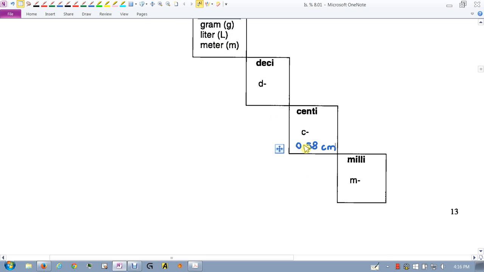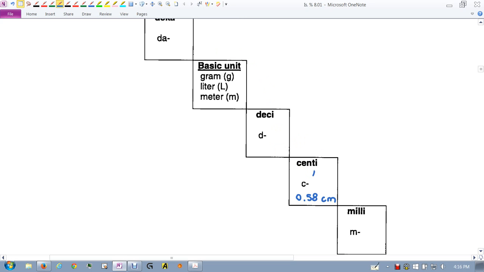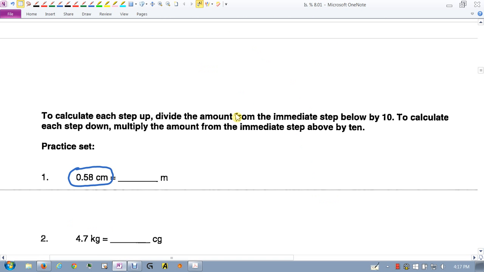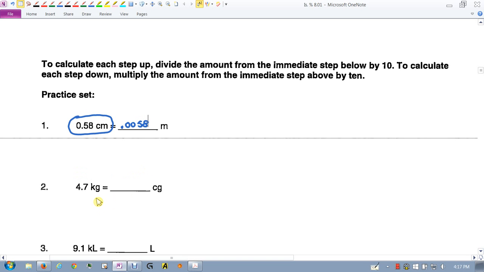So I need to go up the steps to get there. I need to go how many steps? 1 to here, and then here, 2. So I'm going to move my decimal point 2 places to the left on this. So move it 2 to the left. 1, 2, and let's put that answer right underneath here. What is it? 0.0058 meters. Understand? All right, let's try the next one.